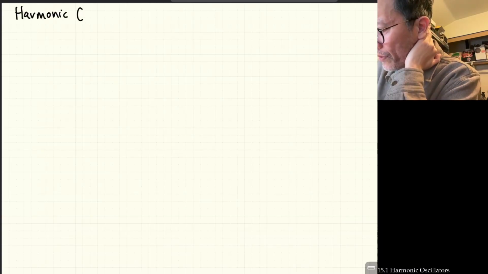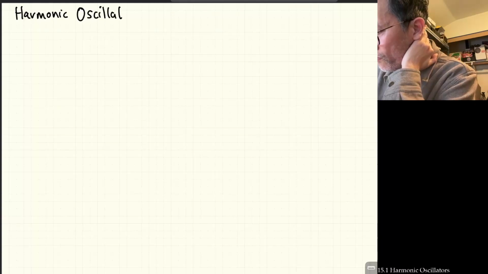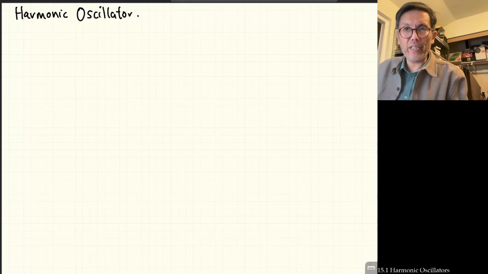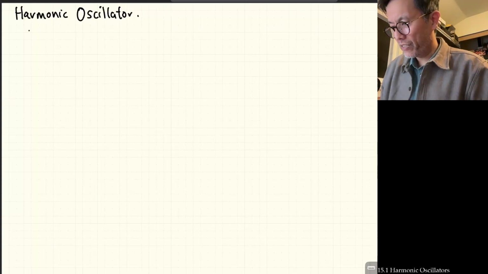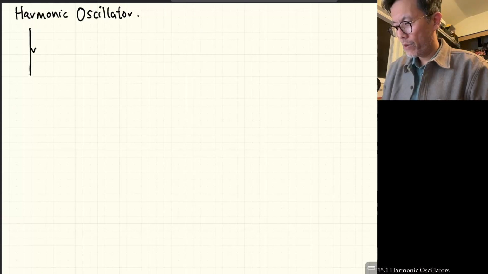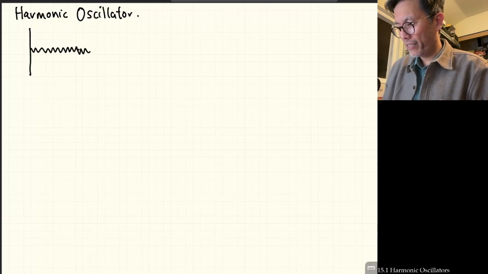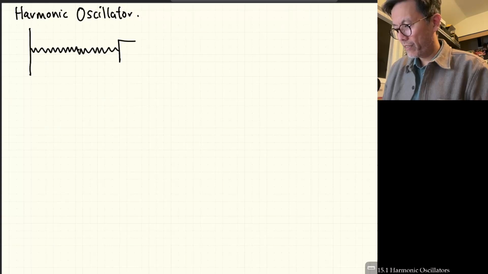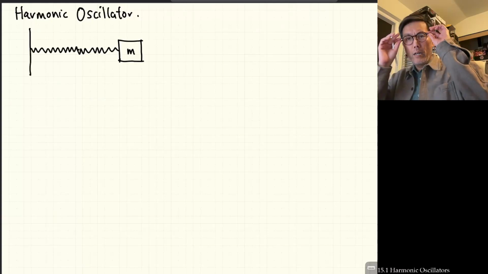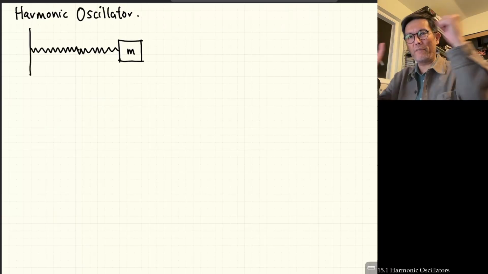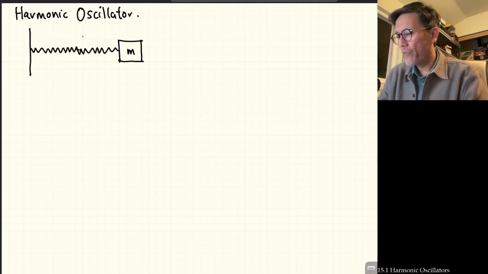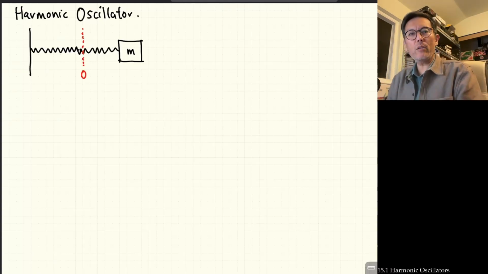Always good to draw a picture. And the picture that we are going to very frequently appeal to is, again, the picture of a mass on the end of a spring. So imagine that we have some kind of wall here. We have a spring, which I'll depict like this. And then we have an object of mass m attached to the spring. Now, if everything's at rest, the mass is not moving, and it's in equilibrium, then there's going to be some kind of equilibrium position, which we'll denote x equal to 0. And maybe the equilibrium position is right there.